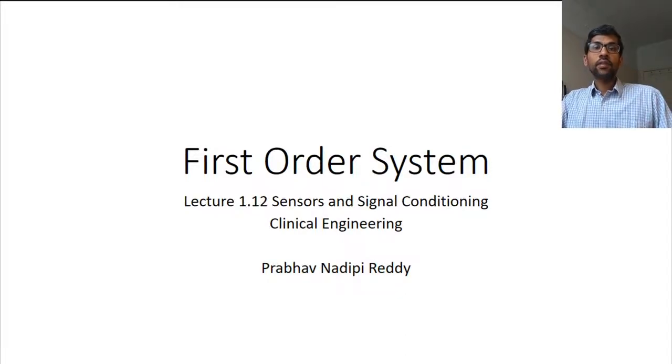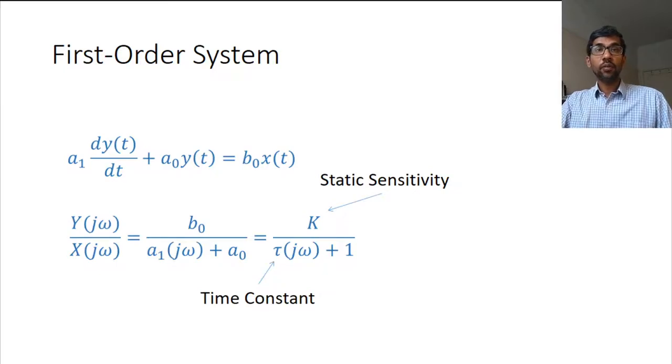Let's think about first order system next. We have already looked at the zero order system. The first order system equations are given as shown in the screen here, so that in the time domain, the relationship is shown here. So a1 dy over dt plus a naught y will be equal to b naught x, right?